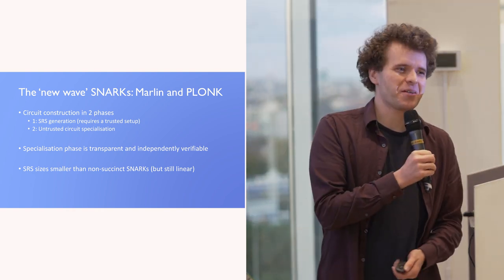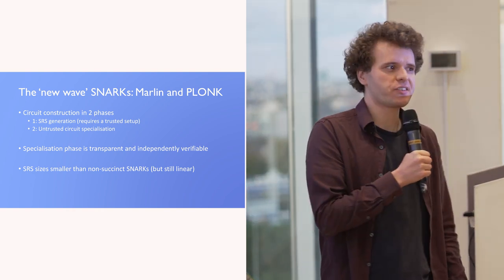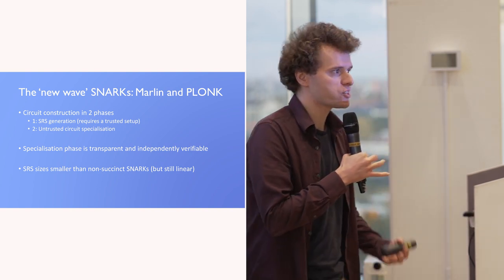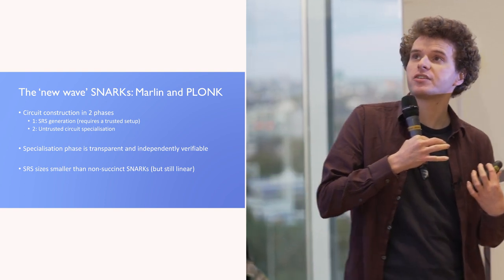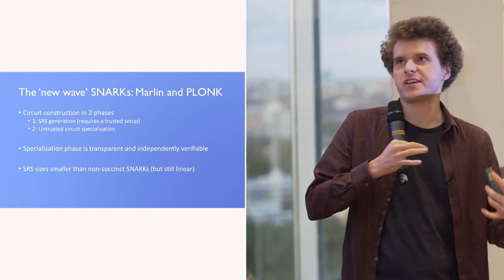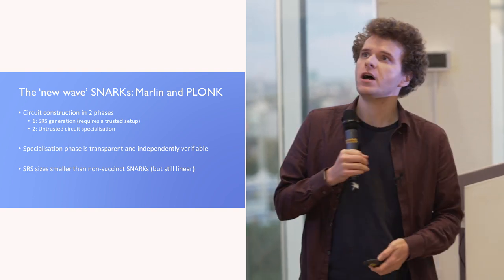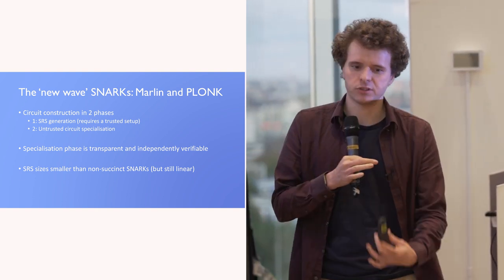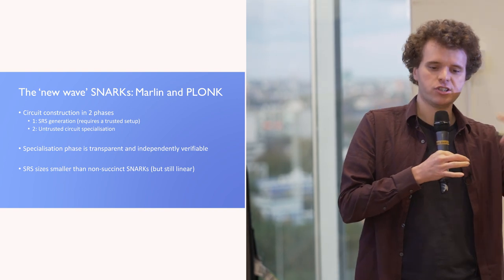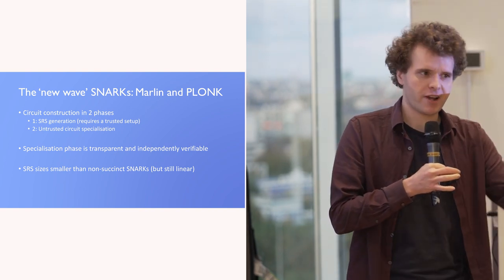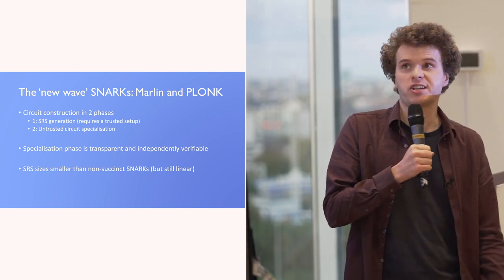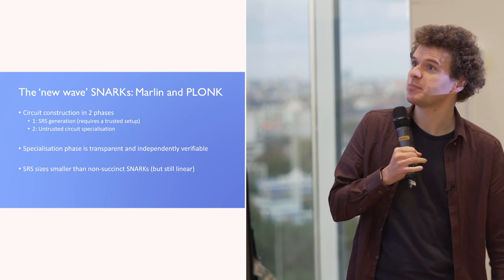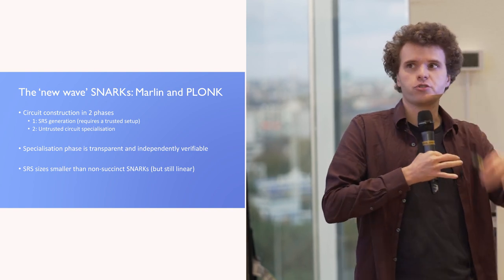There's been a lot of research happening over the past few months, and a lot of announcements, and there's been a new wave this year of SNARKs that are universal and based around polynomial commitment schemes. Effectively, circuit construction is split into two phases. You generate a reference string which is updatable, meaning you can continuously add randomness and entropy into it over time. And then once you have this trusted setup, you have a circuit specialization step where you compile the zero-knowledge proof. That's just a summary of the previous slide.